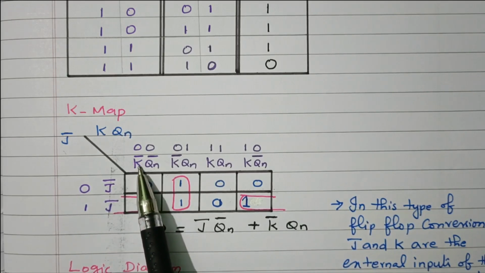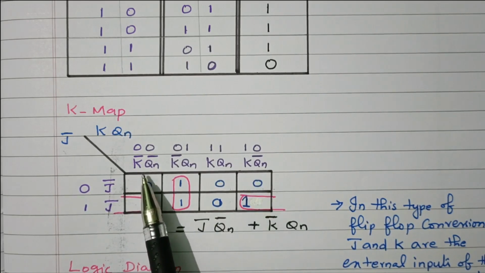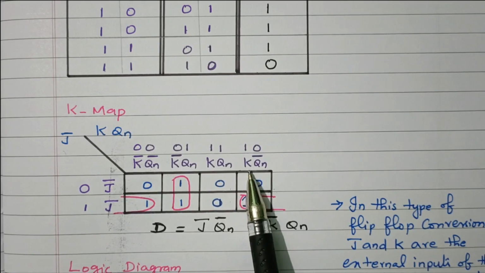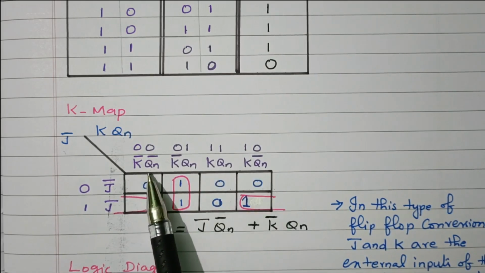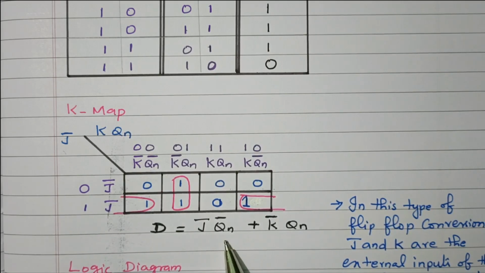Then corresponding first column and last column. First column K bar, Qn bar. Last column K, Qn bar. So this K bar got cancelled. Qn bar is available commonly. So that is Qn bar. J, Qn bar is another input. So D equals J, Qn bar plus K bar, Qn.